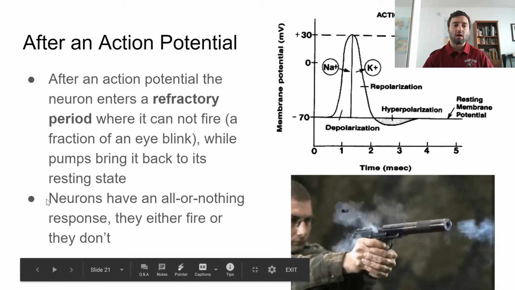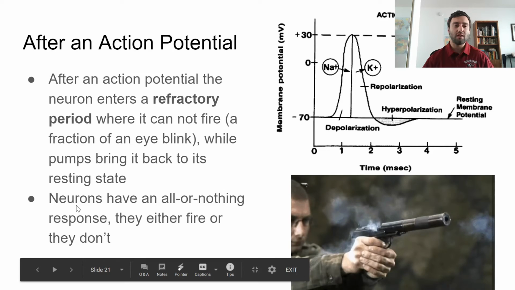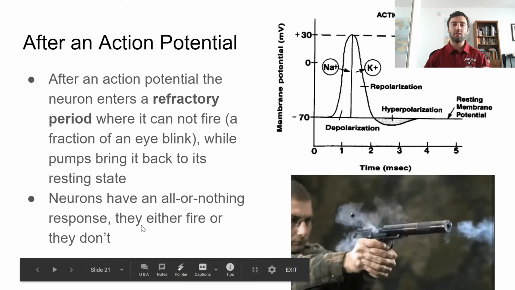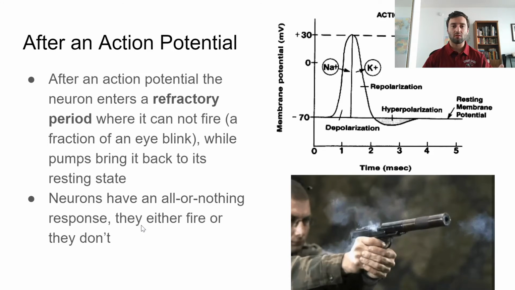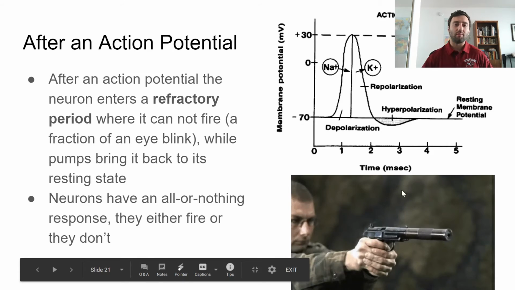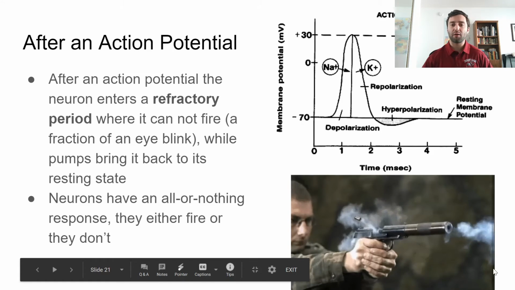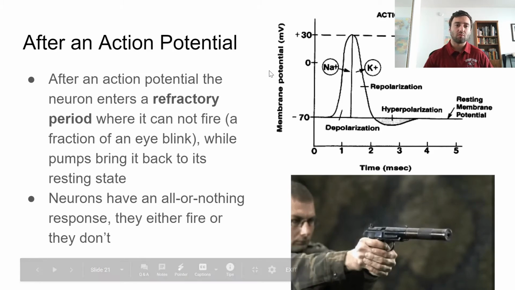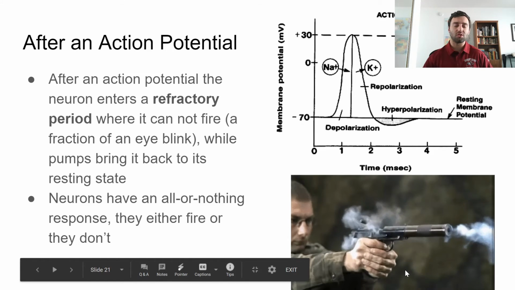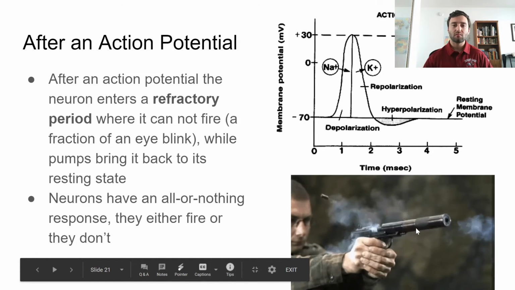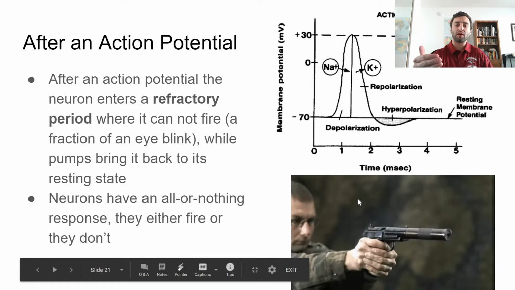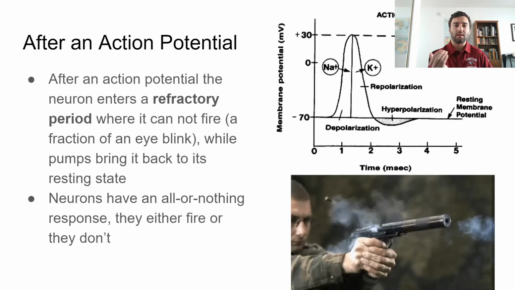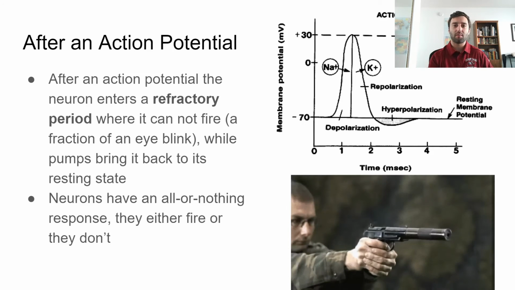Now, neurons have an all or nothing response. What that means is they either fire 100% or they don't. That's why I have this little GIF here. I like to think about it like firing a gun. If you pull the trigger halfway, the gun doesn't shoot. Nothing happens until you pull it past that point that sends the shot. Once you pull it past that point, it's going to fire.